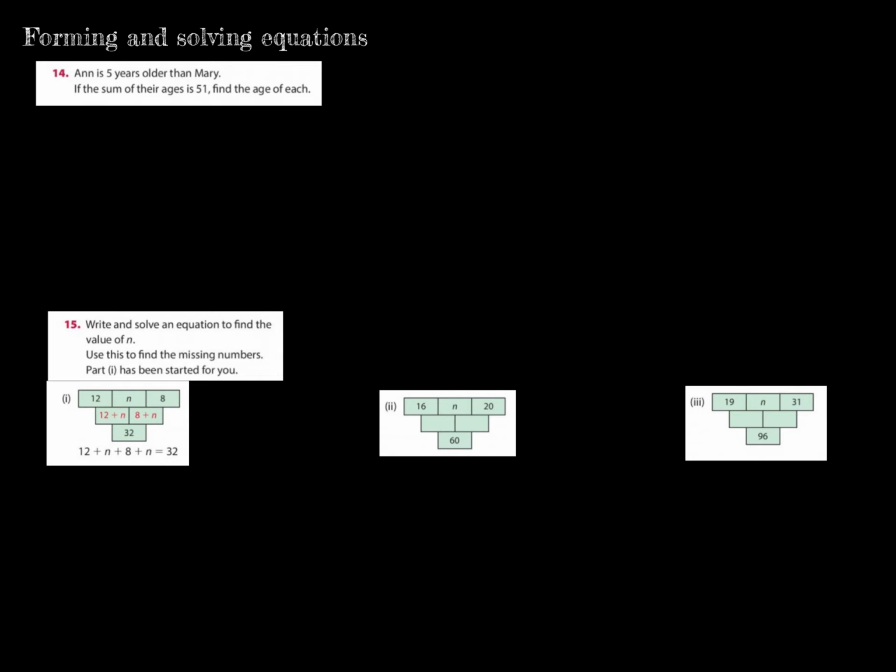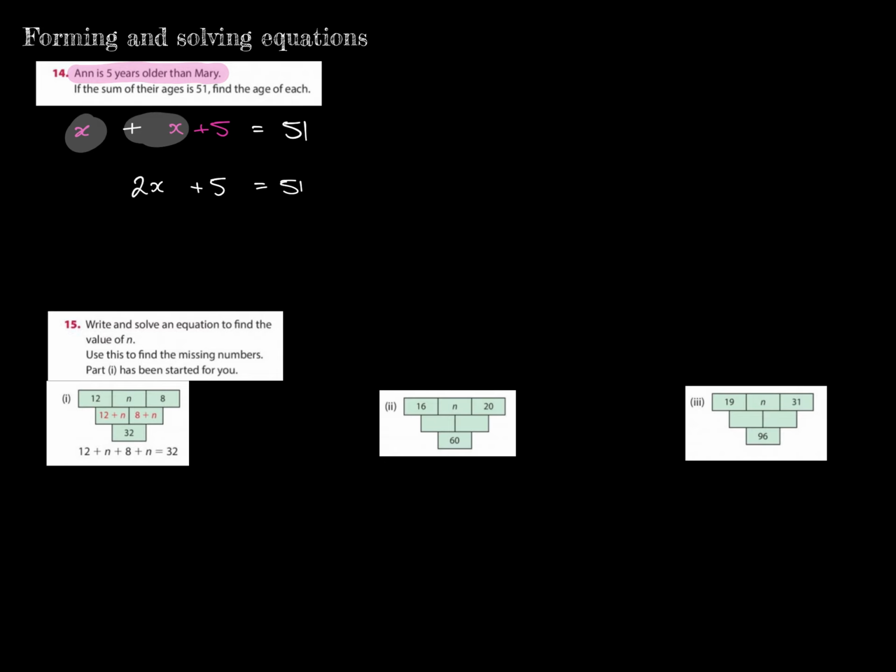So if Anne is 5 years older than Mary, then Mary is going to be x years old, and Anne will be x plus 5. If the sum of their ages is 51, we know that sum means add. So when we add their two ages together, we'll get an answer of 51. From that, we should be able to collect our like terms. So our x and our plus x will go together to give us 2x plus 5 will equal 51. So we form the equation. Now we need to solve it.